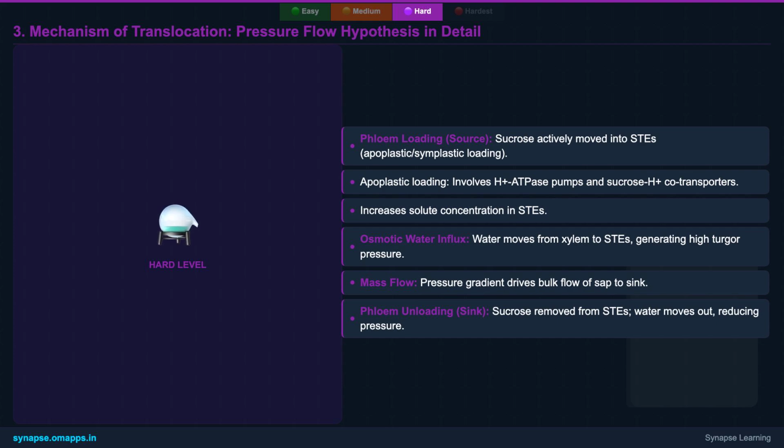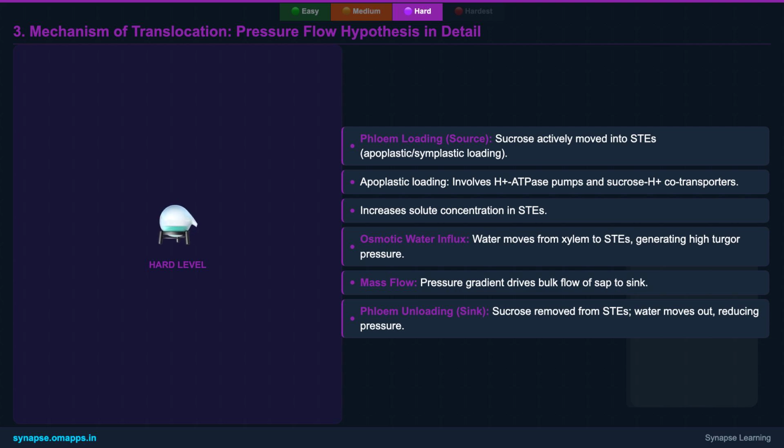Phloem loading at the source is not passive diffusion, it often involves active transport. Sucrose is moved from mesophyll cells into companion cells and then into sieve tubes, often against a concentration gradient. This active loading typically involves proton pumps that create an electrochemical gradient, which then drives sucrose-proton cotransport.